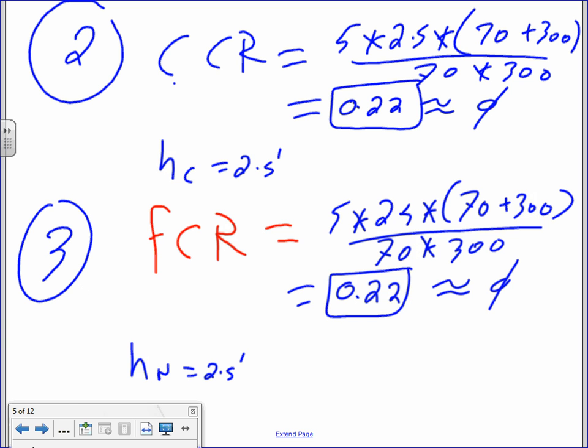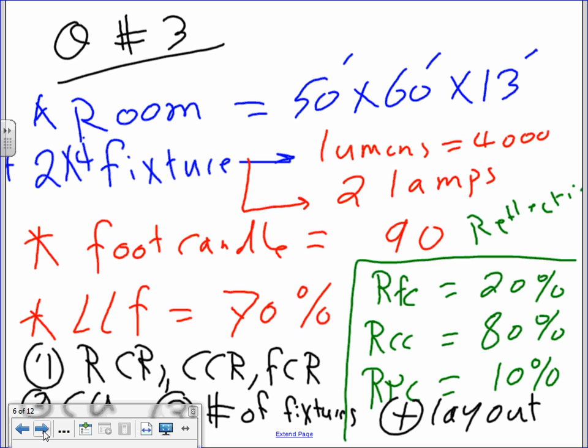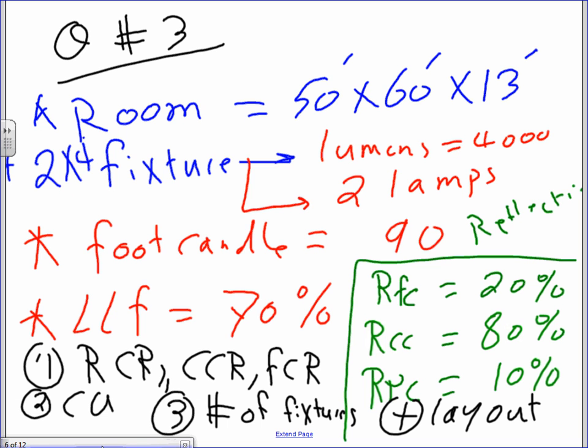All right, so last question, gentlemen. Question number 3. You guys have all this information right in front of you. Let me go over it. You have a room of 50 by 60 by 13. Width, length, and height. Okay?